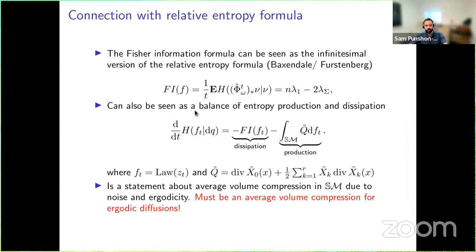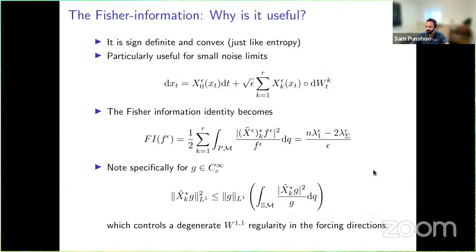But also, one thing to see here is that this can actually be thought of as sort of a balance of entropy production. So if I let Ft be the law of my lifted process here, and I look at its relative entropy between F and the Lebesgue measure on the space, this entropy actually has a dissipation term, which is exactly the Fisher information, and a production term, which is something that at least when T goes to infinity becomes the top Lyapunov exponent. Or sorry, the top Lyapunov exponent minus 2 lambda sigma. And so this identity is actually more or less, as you send T to infinity, a balance between entropy dissipation and entropy production.